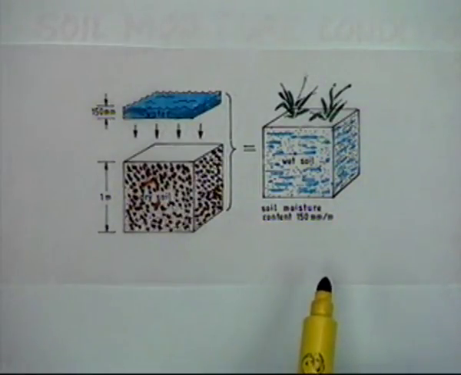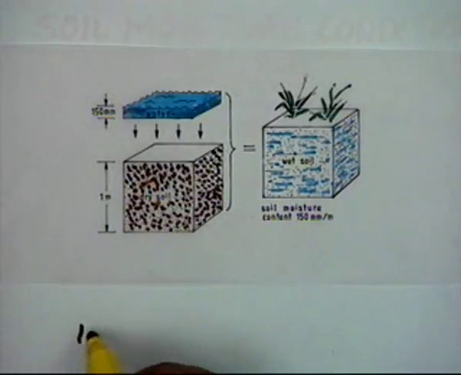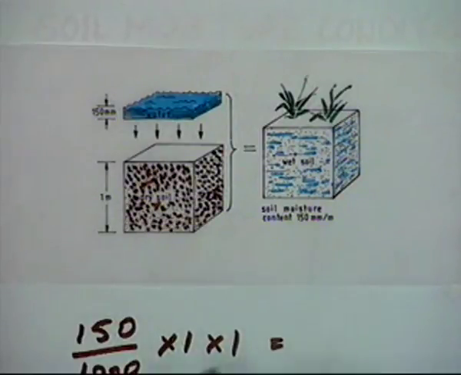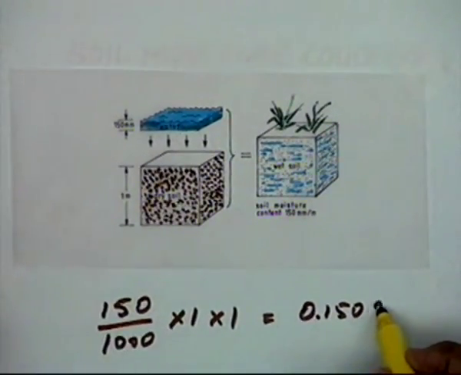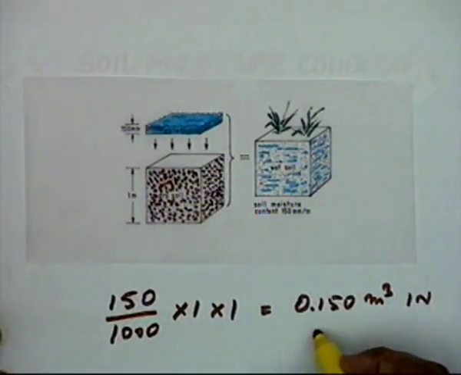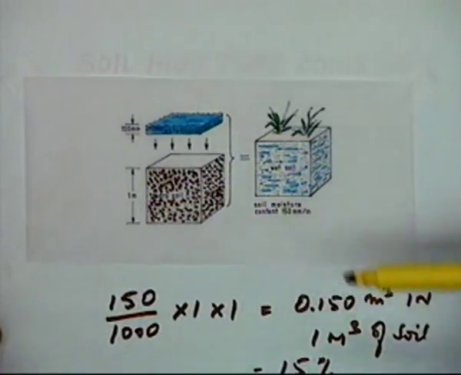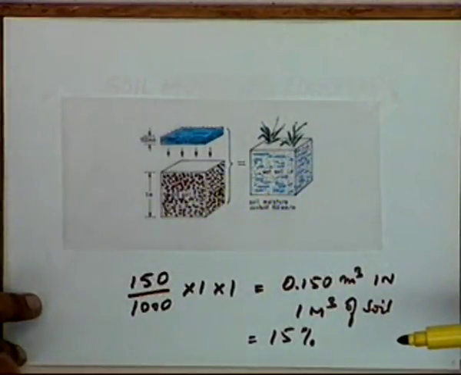or if you want to express this in terms of the volume, you have to find out how much is the volume of soil. If it is 150 millimeters, this much is the amount of water into 1 meter by 1 meter, the amount of water is 0.15 cubic meter in 1 cubic meter of soil. That's what it amounts to. So in terms of percentage, it will be 15%. Now this much depth is equivalent to 15% moisture content by volume.